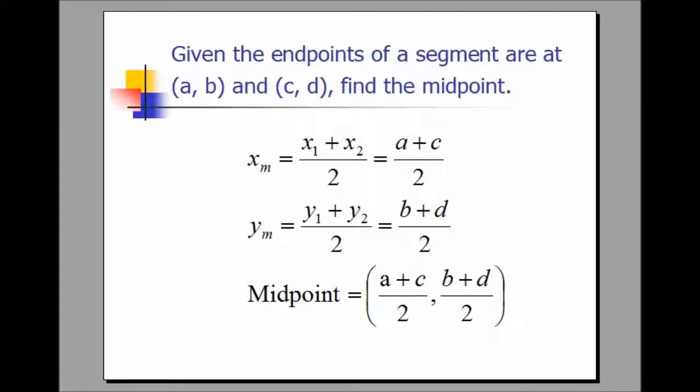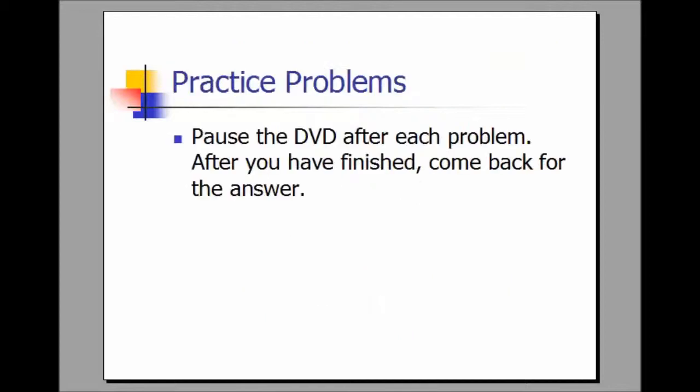This gives us A plus C over 2. We're letting y sub 1 equal B and y sub 2 equal D. This gives us B plus D over 2. The midpoint, therefore, is A plus C over 2, B plus D over 2.